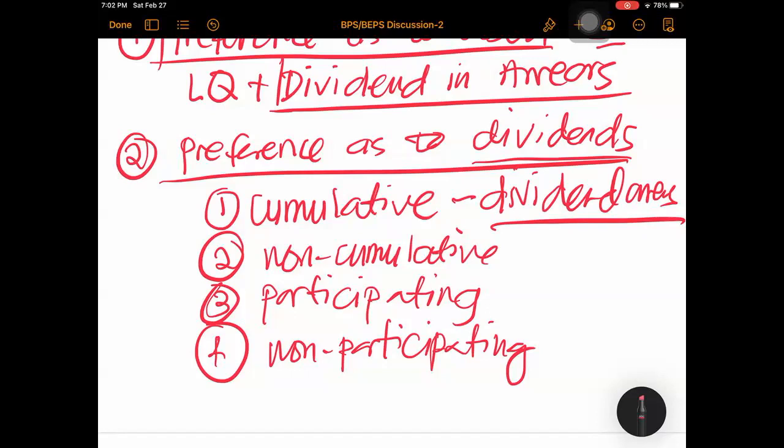Okay, non-cumulative pud siya, the preference shareholder is only eligible for the current dividend, current year. So regardless kung wala nakabayad last 3 years, pero kay non-cumulative man siya, the preference shareholder is only eligible for the current year dividends. Okay, and say participating.